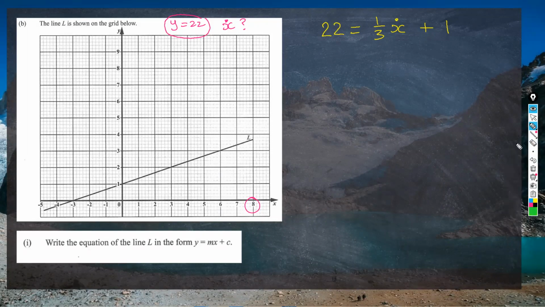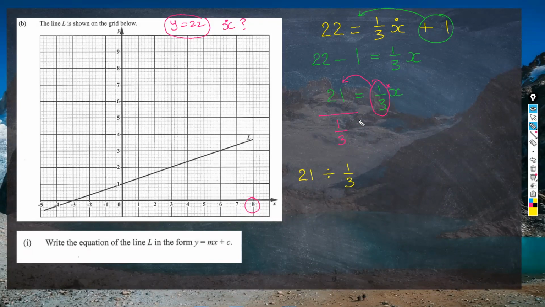So the first person you're going to throw across is the positive 1. Throw across positive 1, we're going to get -1. Now, I doubt anybody had any problems up to this point. 22 minus 1 is 21. But now it's time to throw across the 1/3. Now, remember, this 1/3 is a multiply. So when you throw across the multiply, you're going to get what? A divide. So the whole 21 gets divided by 1/3. So once again, 21 divided by 1/3.